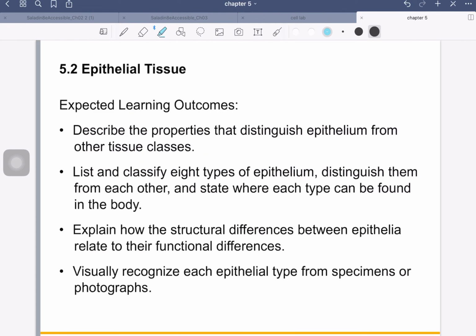Now, the next video will pick up and start to work its way through the major groups of tissues. We'll start off with epithelial, and then we'll continue on with others.